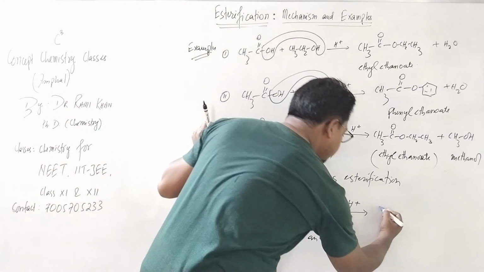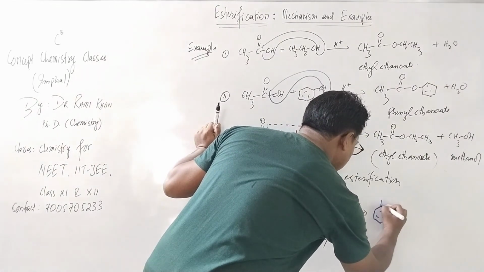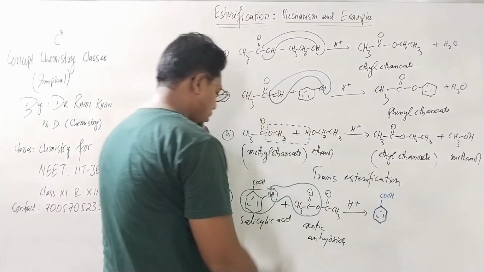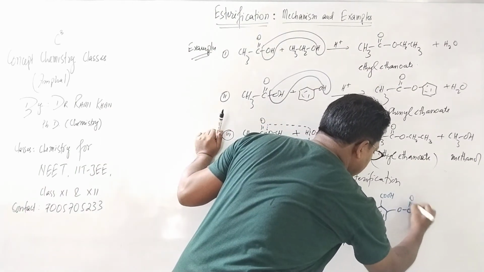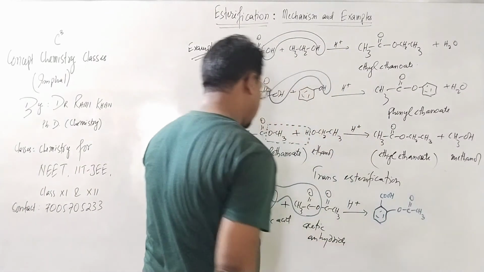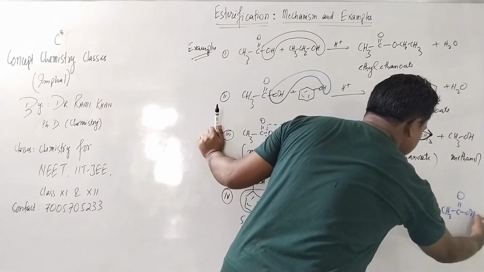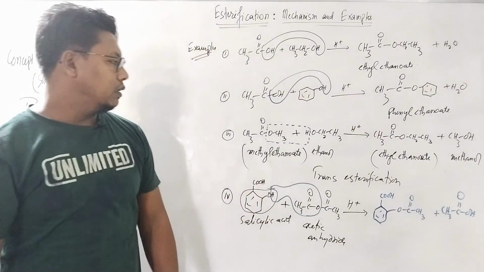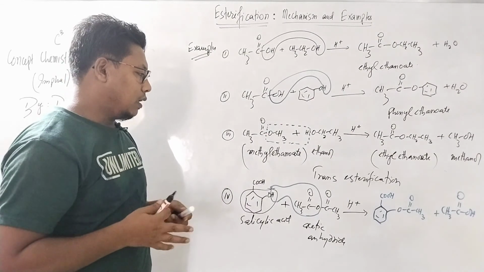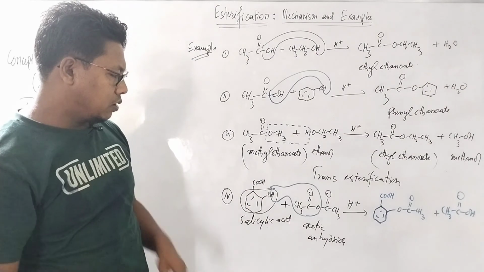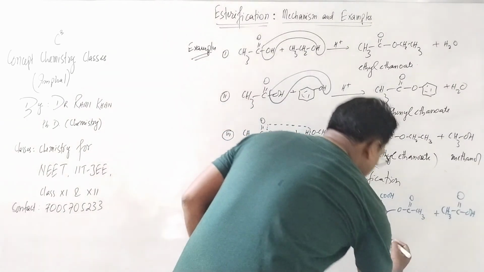Okay, so we will get this product. This is our COOH, and to this oxygen this acyl group will be attached. This is the product, and as a byproduct we will obtain ethanoic acid. Okay, these are some examples of esterification reaction, and this is called, I think, aspirin, right? This is called aspirin.